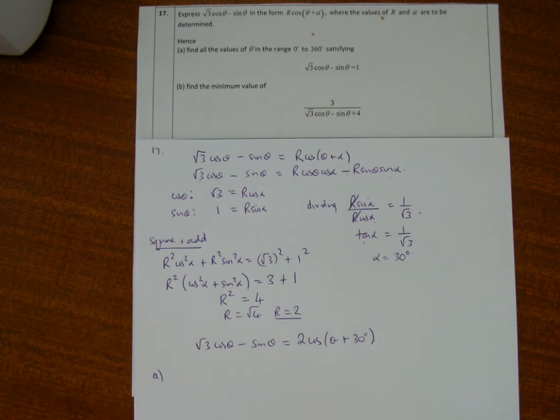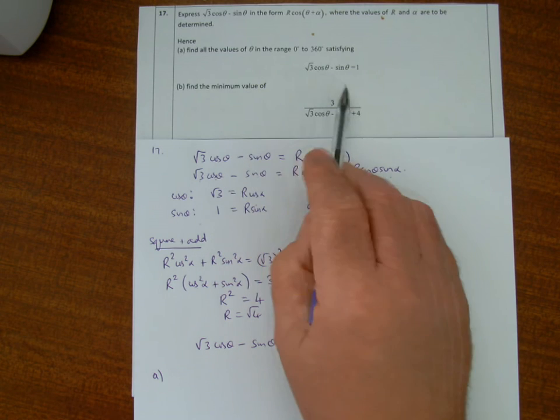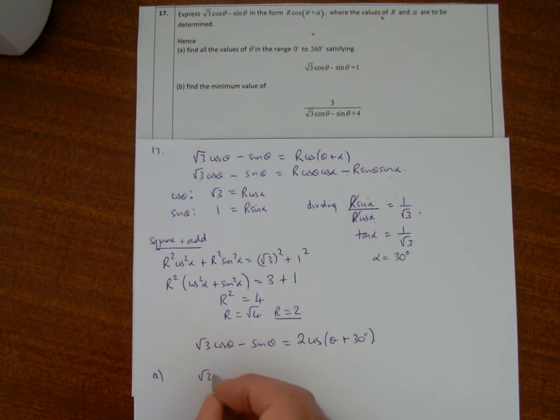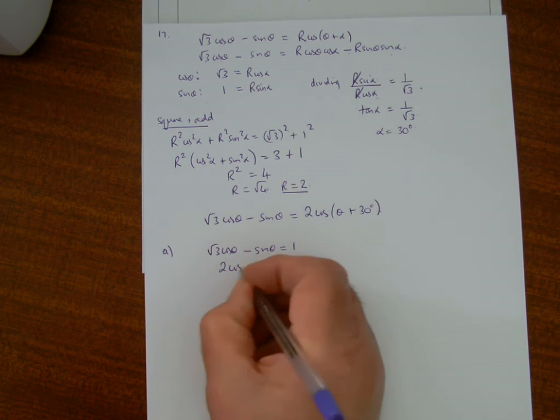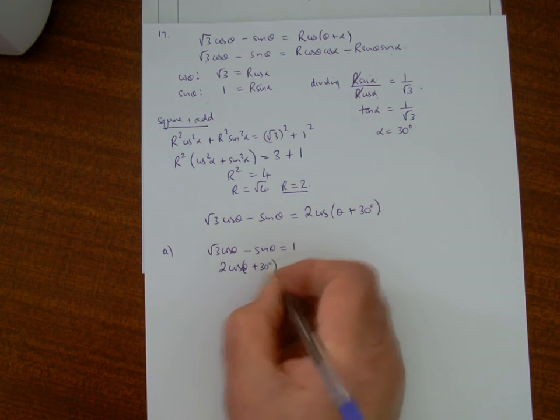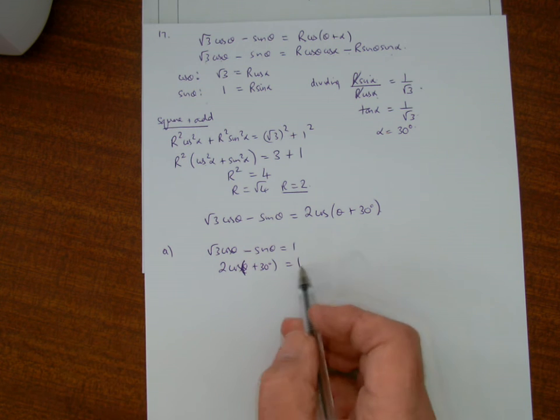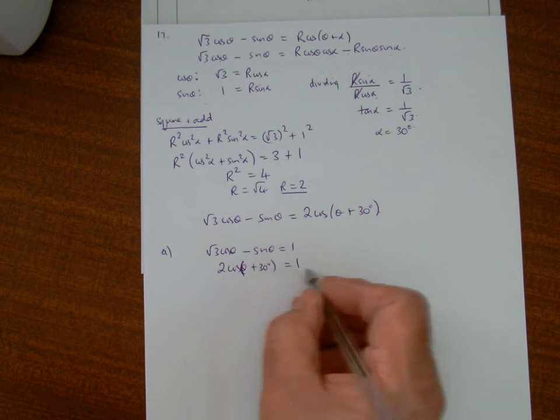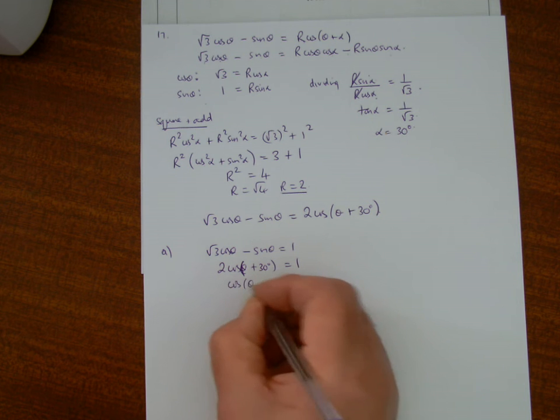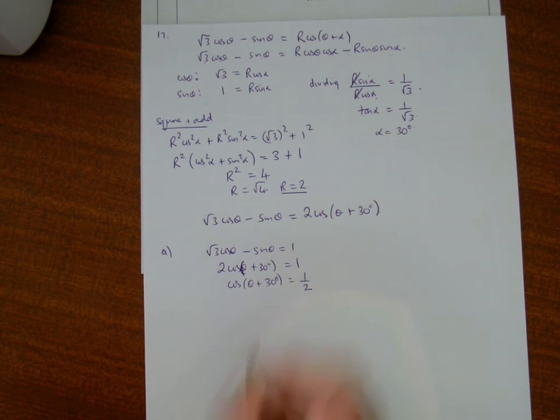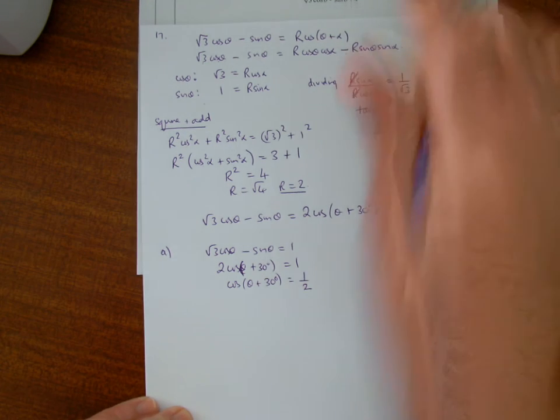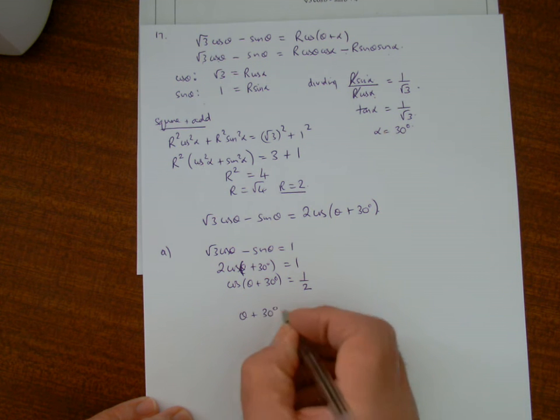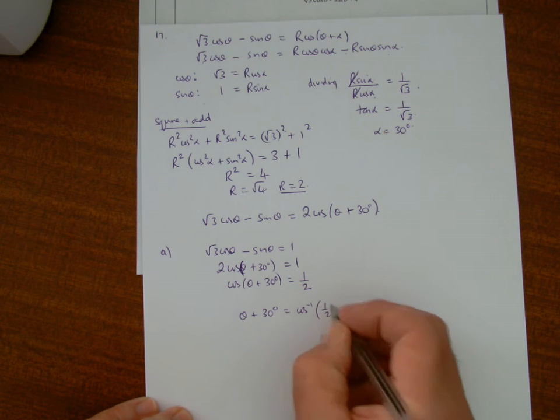Then part A asks me to hence solve. So I'm now solving root 3 cos theta minus sin theta equals 1. So I can change that now. The left hand side is the same as 2 cos of theta plus 30 equals 1. Now this is very similar to the C2 equation. So that's cos of theta plus 30 is equal to a half. So solve for theta plus 30, and I'm solving in the range 0 to 360. So theta plus 30 will be cos to the minus 1 of a half.